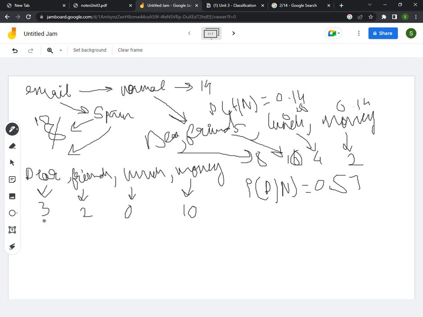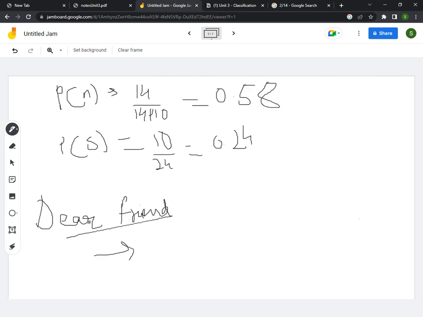Now we take all the keywords, dear, friend, lunch and money, for the spam email as well. So we have taken the likelihood of the spam email, and these are the likelihoods for the normal email. Now we will calculate the probability of the sentence "dear friend".